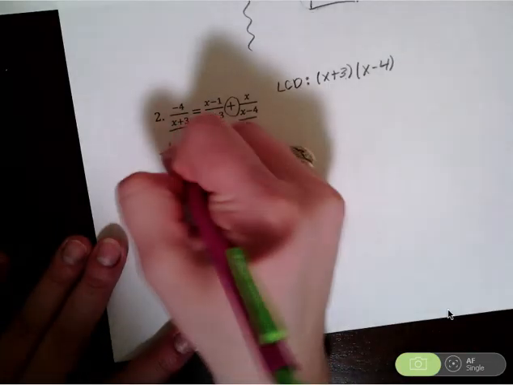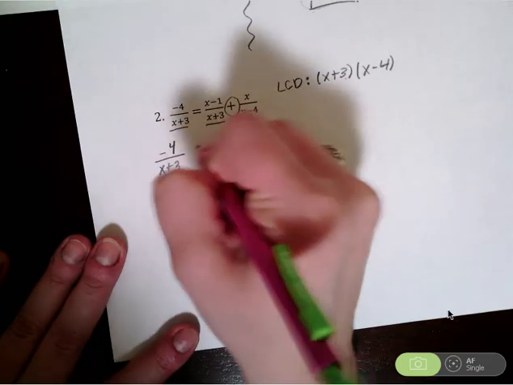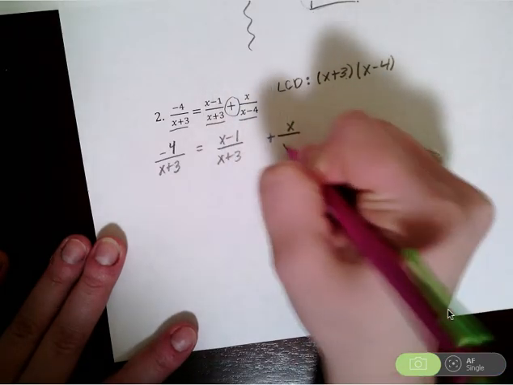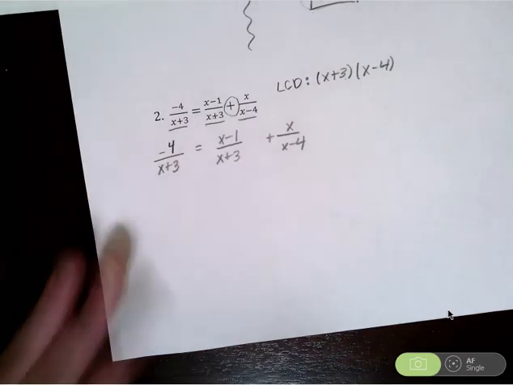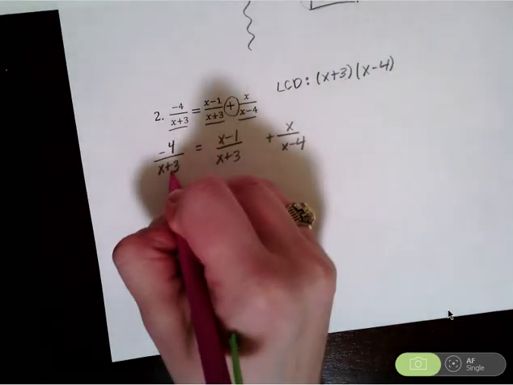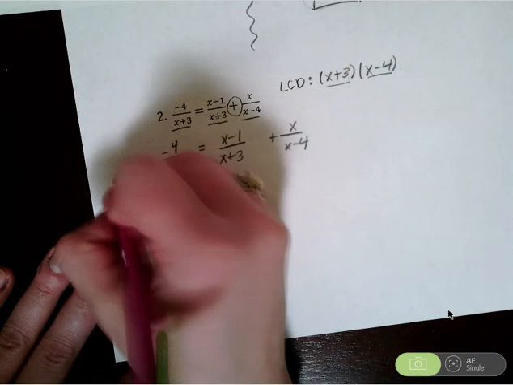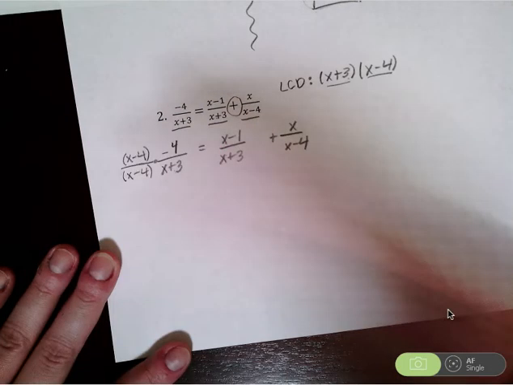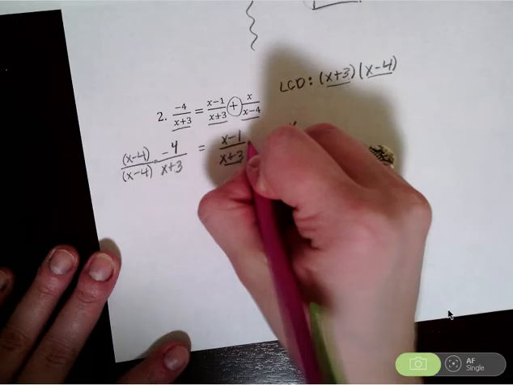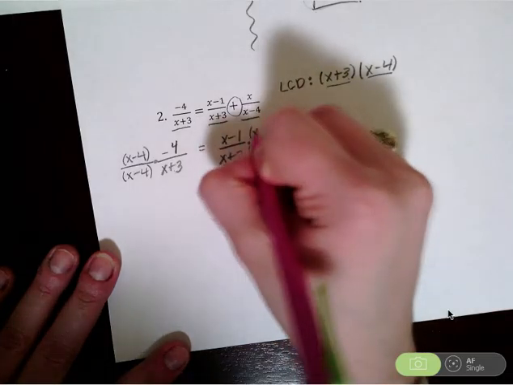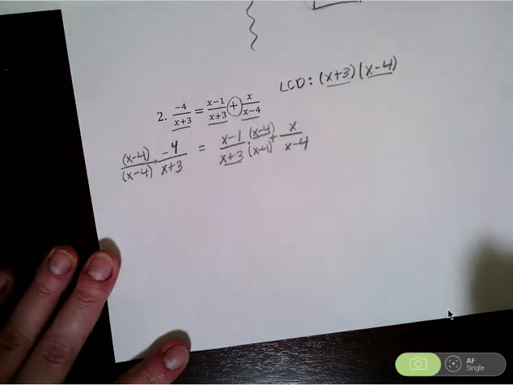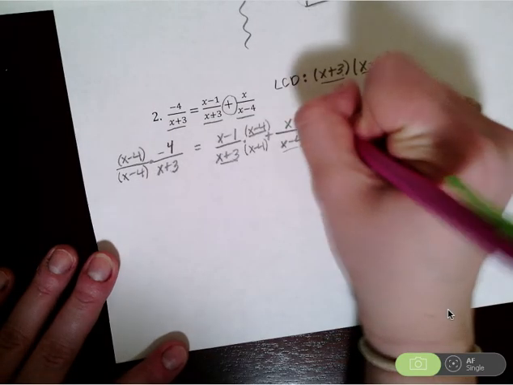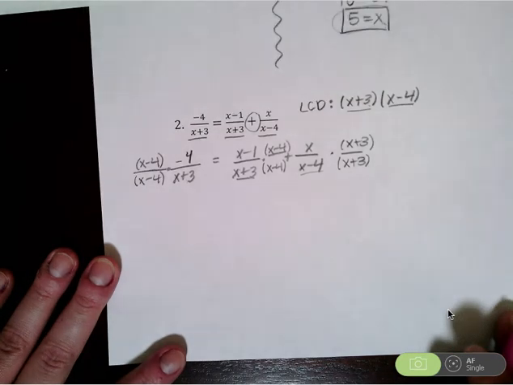So we rewrite it: negative 4 over x plus 3 equals x minus 1 over x plus 3 plus x over x minus 4. Now we look at each of our fractions and decide what is missing. From here, we've got the x plus 3, so we need the x minus 4. So we multiply the top and the bottom by an x minus 4. Here we've got the x plus 3, so same thing. We need an x minus 4 and an x minus 4. Here we've got the x minus 4, so what we're missing is the x plus 3 and the x plus 3. Okay, hardest part's done.